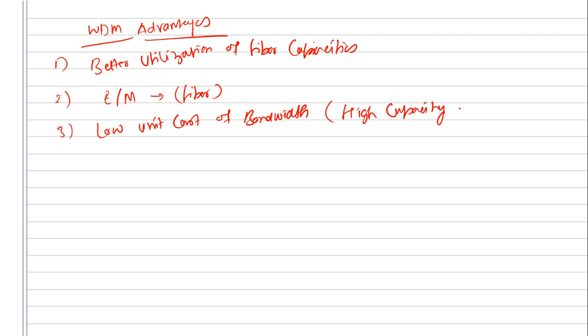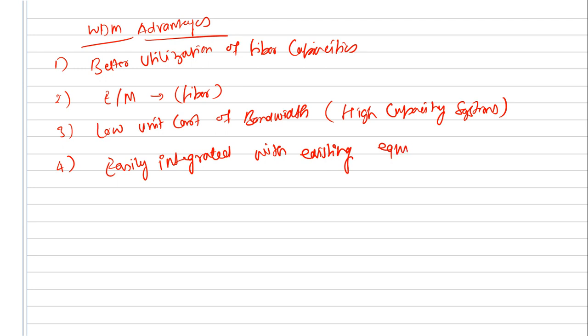So this can be used for high capacity systems. Now these equipments can be easily integrated in any of the optical format. So WDM, we have this advantage like easy integration, easily integrated with existing equipment of the network.